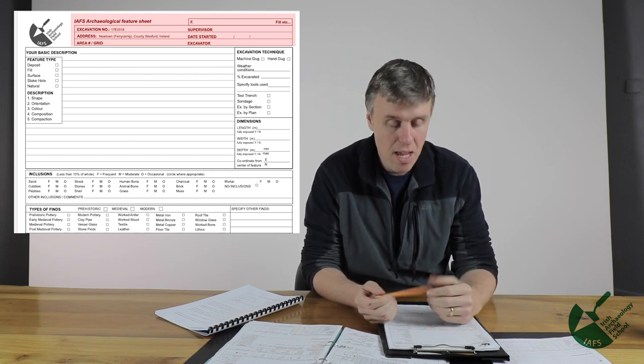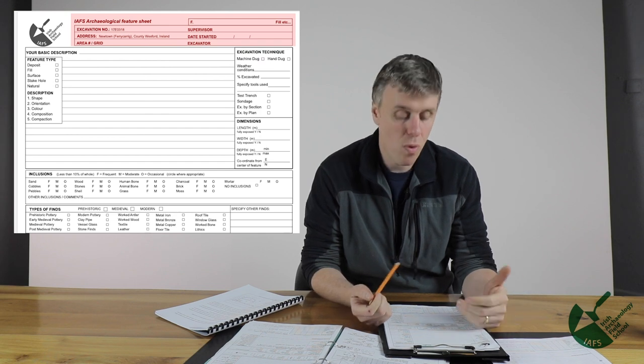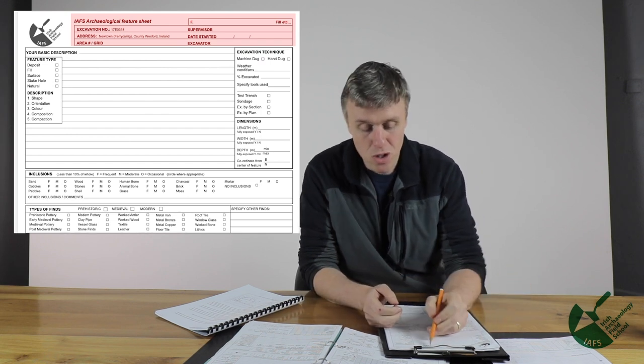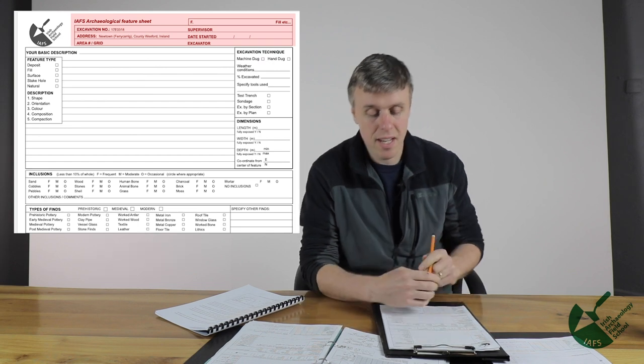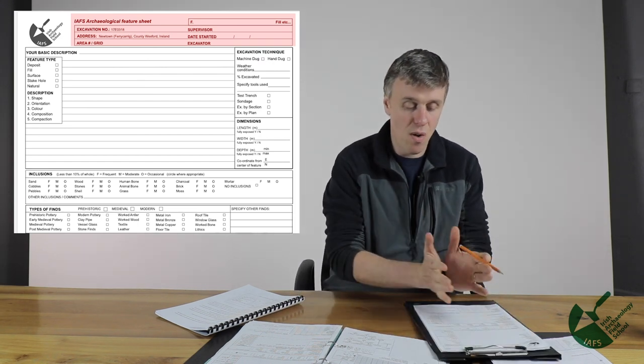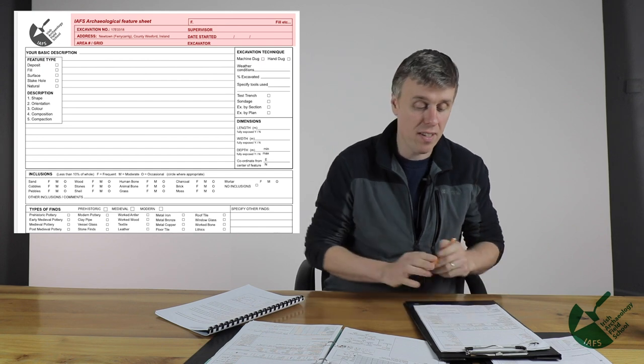The address you'll see here is Newtown, County Wexford, Ireland, and the area or grid is the area you're working in, i.e. cutting one or trench one, trench two, etc. The supervisor is your archaeological supervisor on site. The date started is the date you started excavating or recognizing that feature.